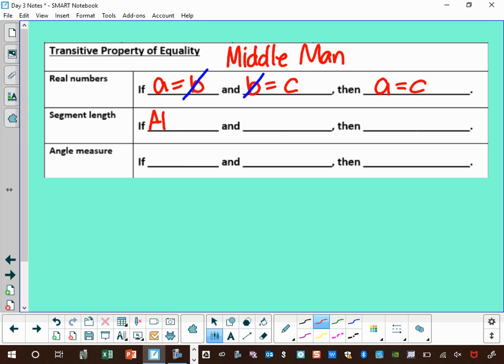If you had AB is equal to CD, and CD is equal to EF, what gets cut? CD. That's my middleman. So now my answer is going to be AB is equal to EF.